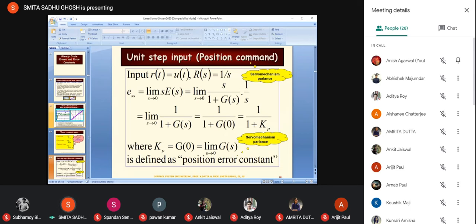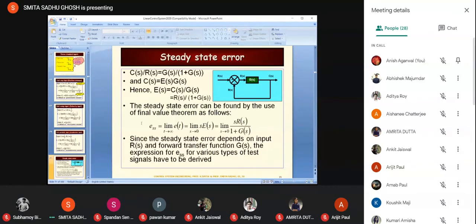Let me, I miss my board work now, but let me try to, okay, I think this is the slide I should be showing first. Okay, so now we will go to the analysis of steady state errors in systems. For that, we would be doing the analysis by using the three standard inputs that we just discussed, namely the step, the ramp, and the parabolic inputs.